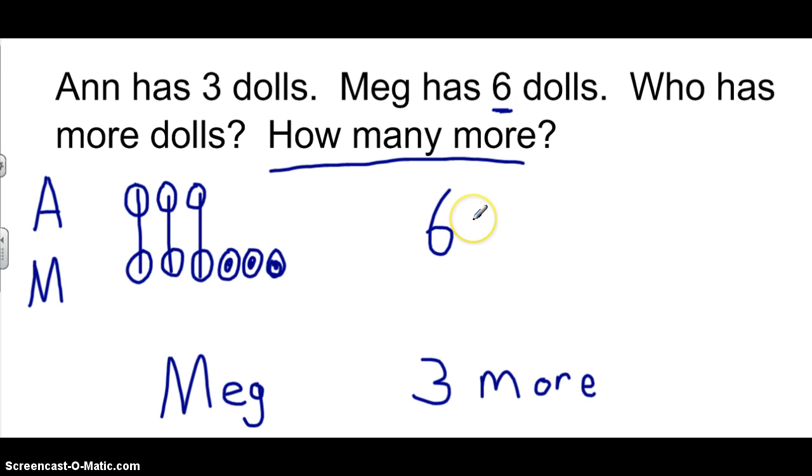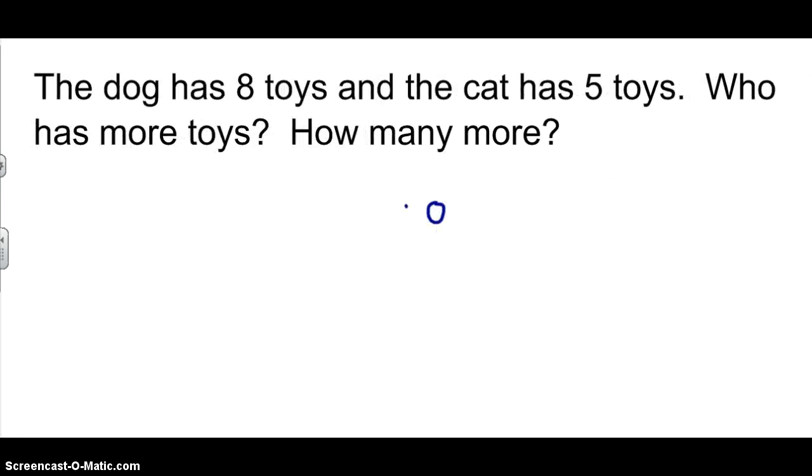6 of Meg's dolls minus 3 of Ann equals 3 more. 6 minus 3 equals 3. Great. Let's take a look at another one. Maybe erase this here. Alright, here we go.